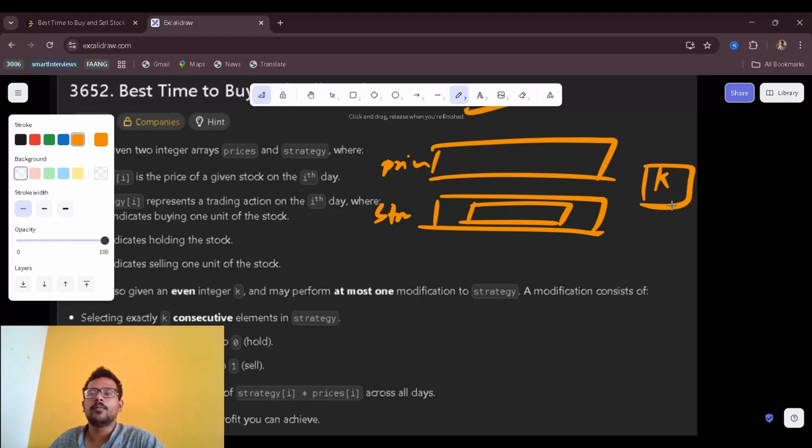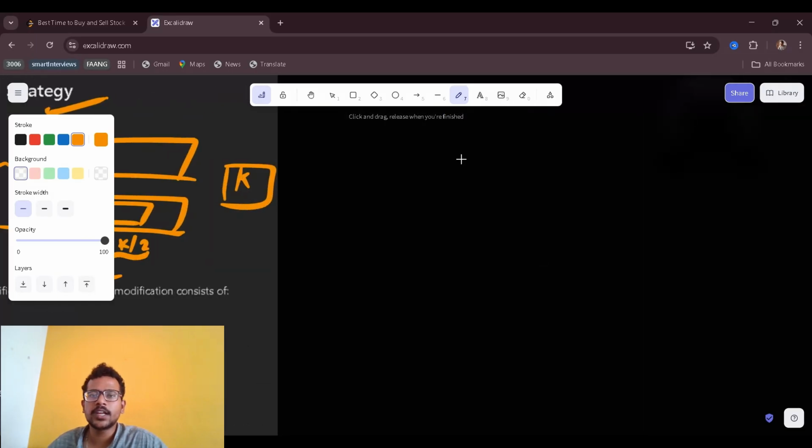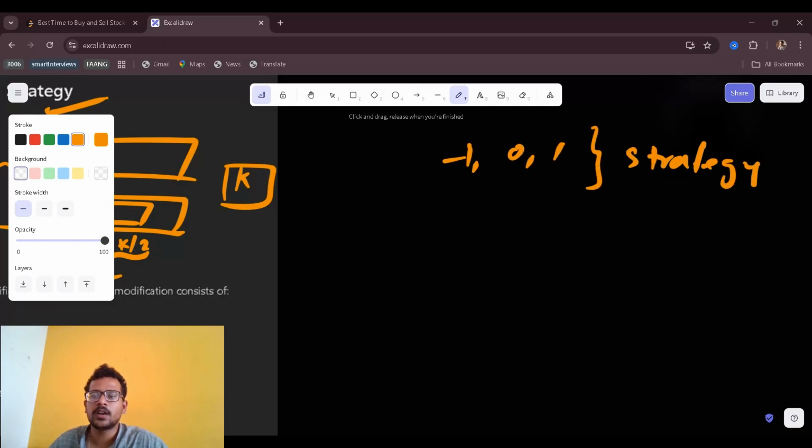So we need to select k consecutive elements from strategy, and make the first k by 2 elements 0, and the last k by 2 elements of course 1. Now just remember that minus 1, 0 and 1 will only be there in strategy. Now, I need to maximize the profit.